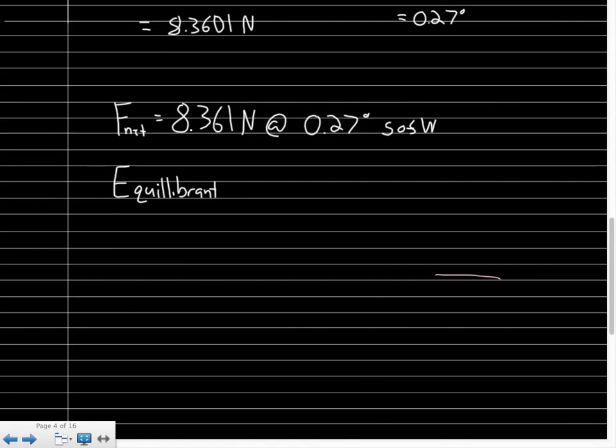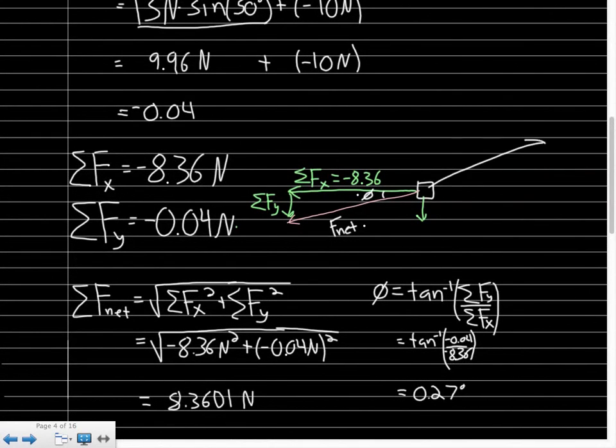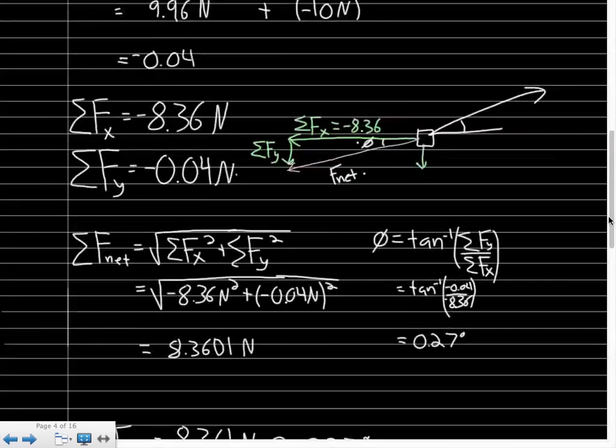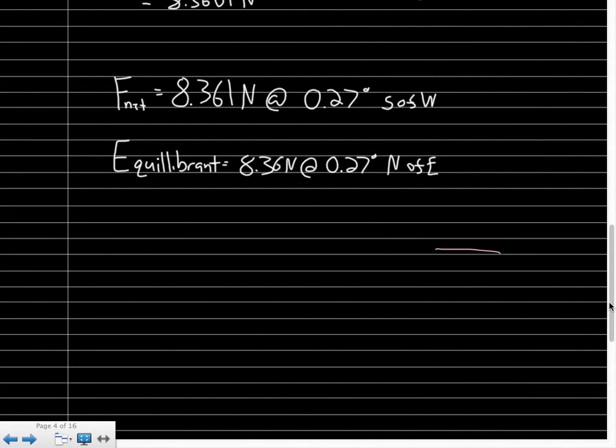The equilibrant is the opposite of this. So it's going to be 8.36 newtons at 0.27 degrees north of east, the opposite of south of west. So that means basically this force, the exact opposite. All right, there we have it. The net force and the equilibrant of that problem.